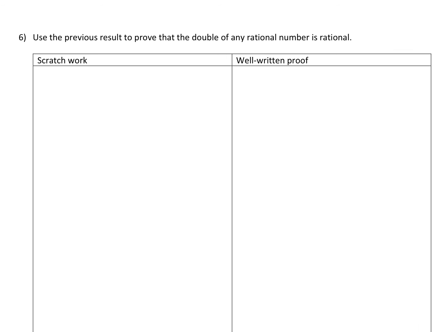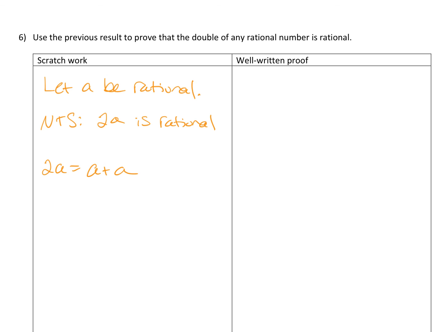Use the previous result, the one we just proved, to prove that the double of any rational number is rational. So to set up this proof, I would say let A be rational, and I would need to show that 2A, the double, is rational. And if I want to use the previous result, I could say, well, 2A is just A plus A, and I know that the sum of two rationals is rational. I just proved that. I know it's true now.